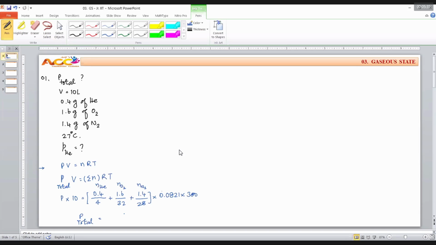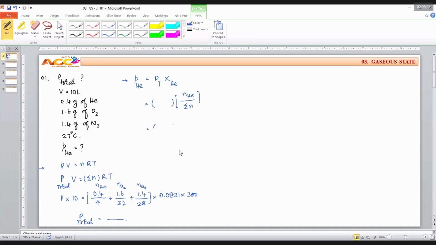Fine. Now the question is partial pressure. How to go for partial pressure? Go back to our notes. The partial pressure of a component of a solution is the total pressure of the system into its mole fraction. Therefore, the partial pressure of helium: you know the value of total pressure from here. The mole fraction of helium is the number of moles of helium by the total number of moles of all. The total number of moles you can add from all these things, right?